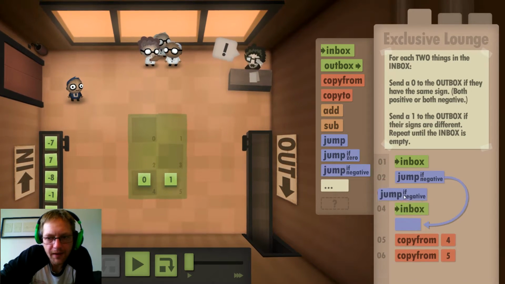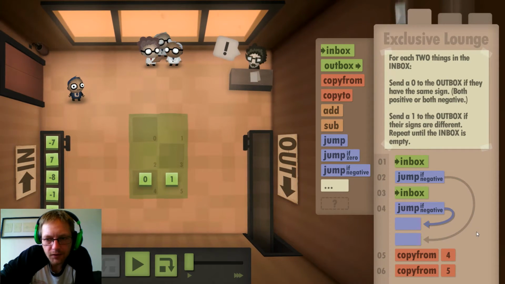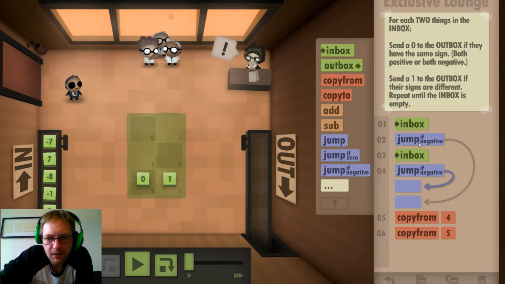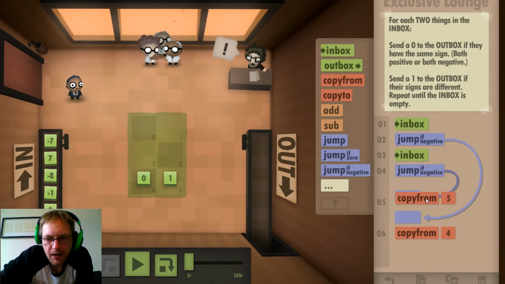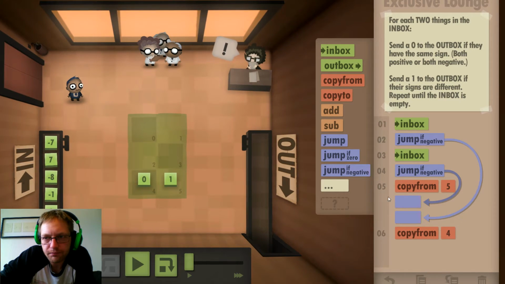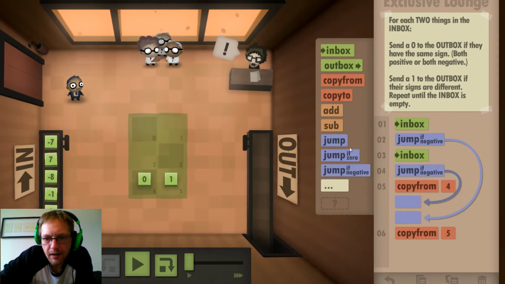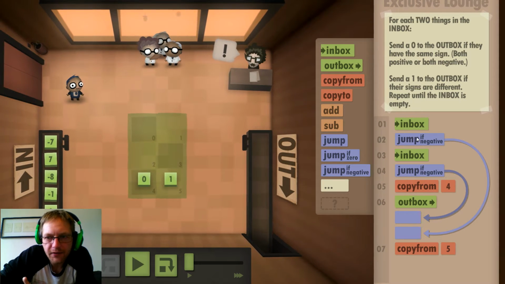And if that one is negative, it's gonna do something like so. So if we got a positive, we're not doing this. If we got a positive again, we're not doing this. Then we have two positives. They are identical, meaning that we then copy from number four and we deliver it to the outbox. So that is if both are positive.